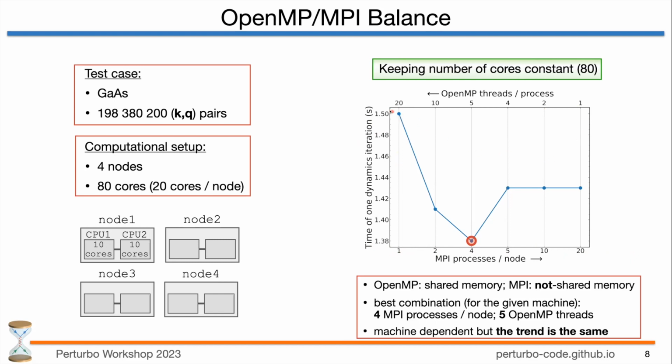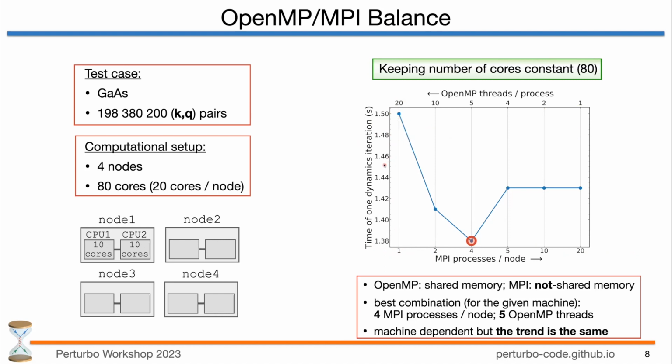So what you can see is that the first observation is that it doesn't change that much, which means that both OpenMP and MPI parallelization of the ultrafast dynamics in Perturbo is efficient. However, you can see some trends. So for example, this point presents a non-efficient calculation.